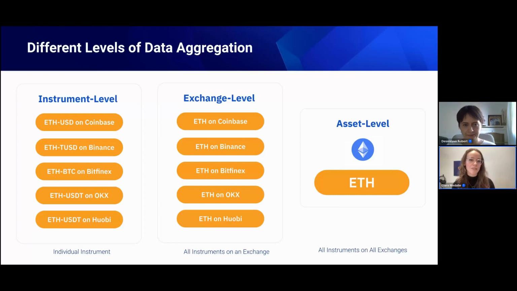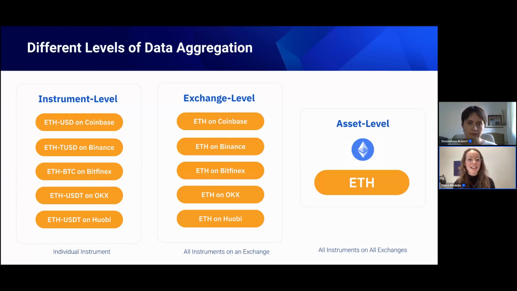At the instrument level, this data is very granular. It's essentially every tick level trade for, say, the ETH dollar pair on Coinbase or the ETH BTC pair on Bitfinex. Next up in the aggregation level, we have exchange level data.